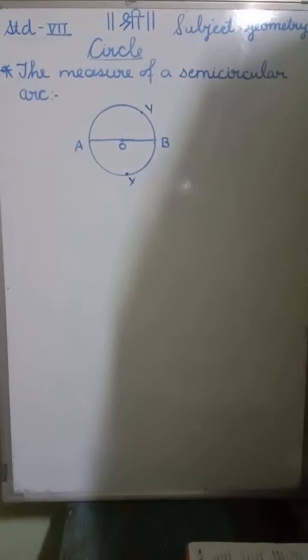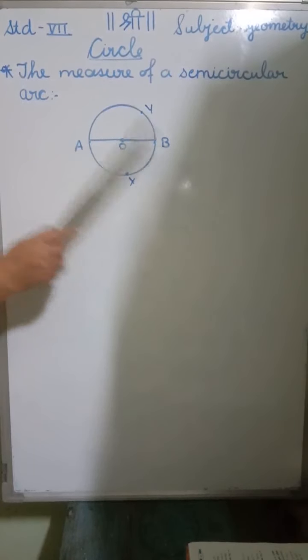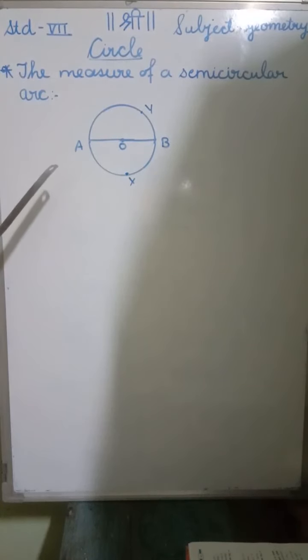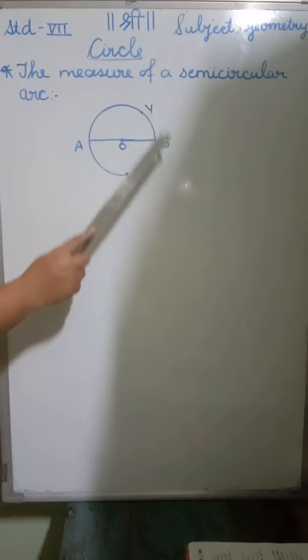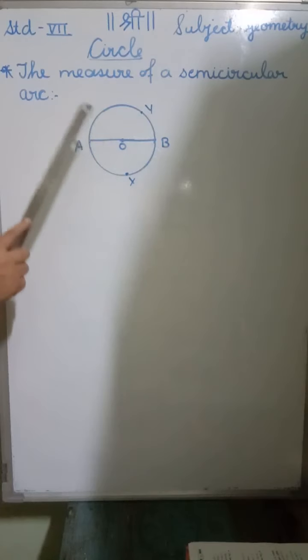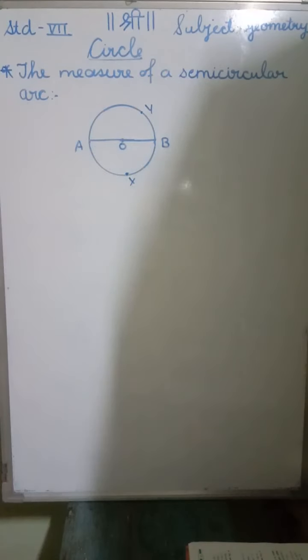So the next point, the measure of a semicircular arc. In the figure you are able to see a diameter, that is AB. Yes. So this diameter is also called a chord. Now this diameter is dividing the circle into two parts and these two parts are equal. Yes. So we are getting two arcs and those two equal arcs are called semicircular arcs. We have learned it.